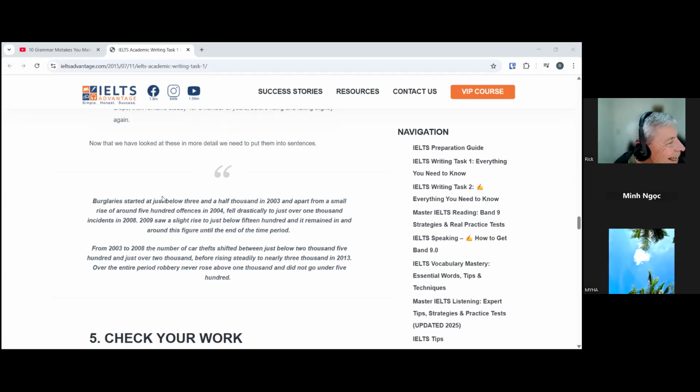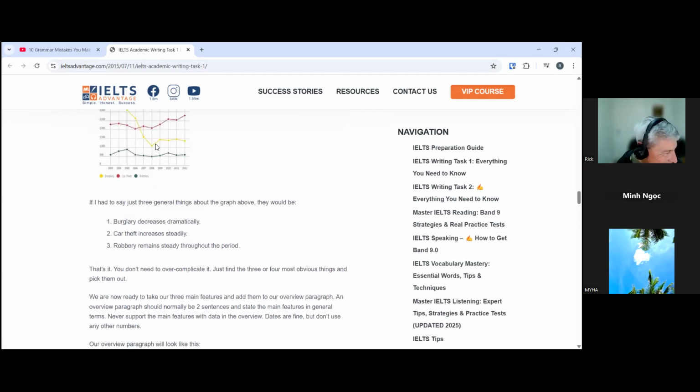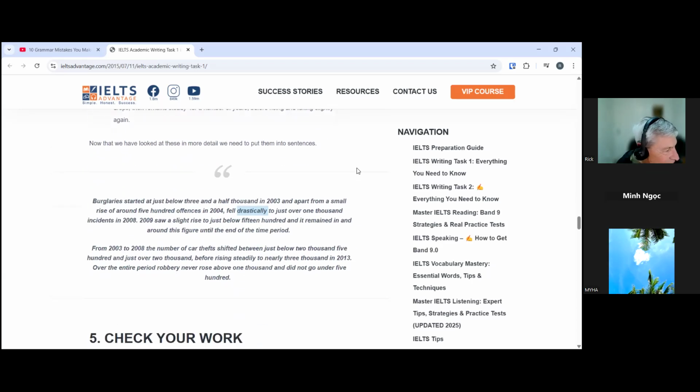Okay, so you can see in detail is when you start to use the figures. So it started just below 3,500 in 2003. A small rise of about 500 offenses, then it fell drastically. So the important thing here is you need to remember an adverb to describe this sudden fall that you can use in your detail. So your detail paragraphs are all about figures in detail.